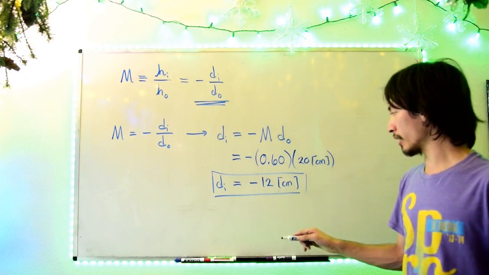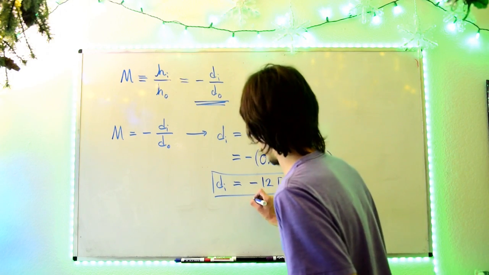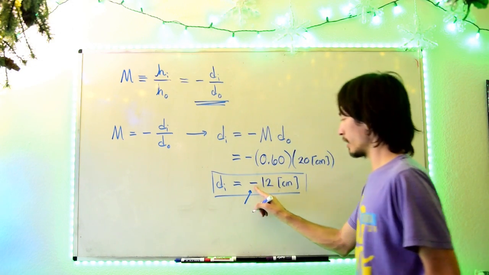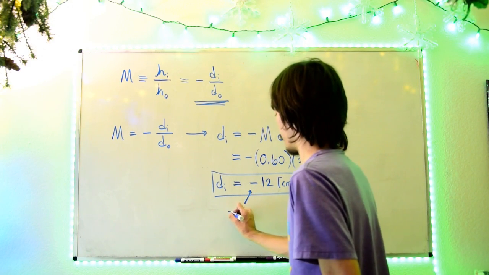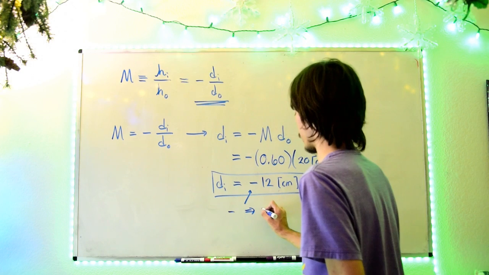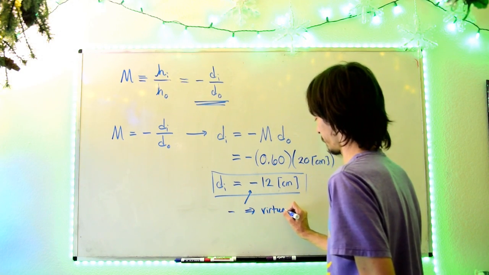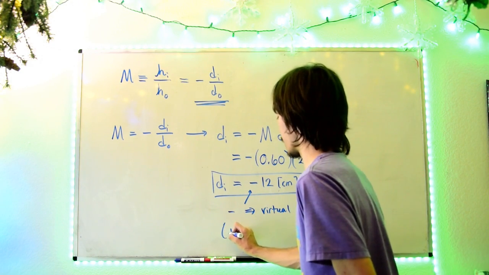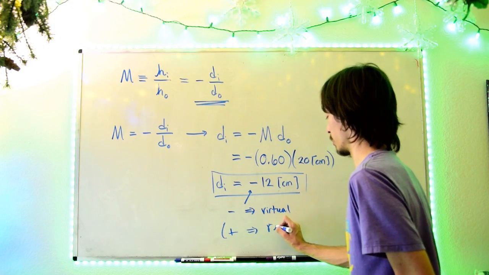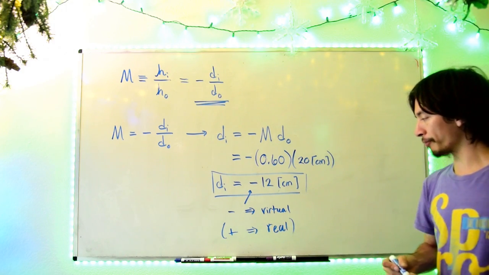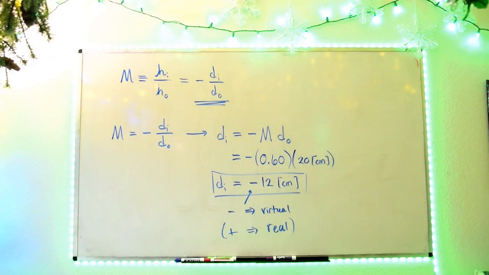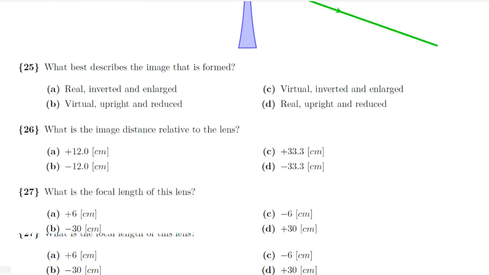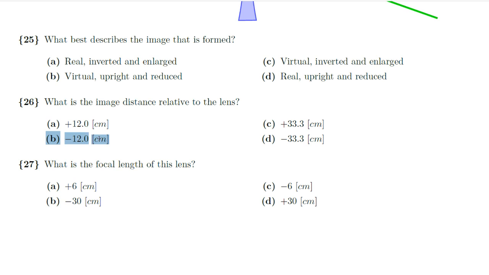Now there's a couple of things out of this, but one of the important things to note is that the negative sign indicates that it's a virtual image. So minus implies virtual. Okay. Positive implies real. Okay. So the answer to this is negative 12 centimeters. That's B.